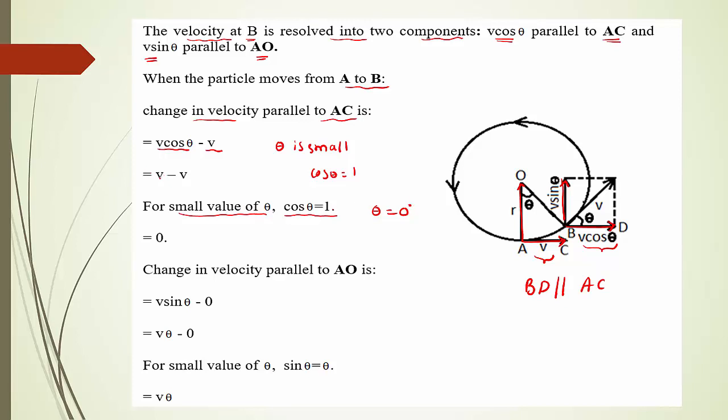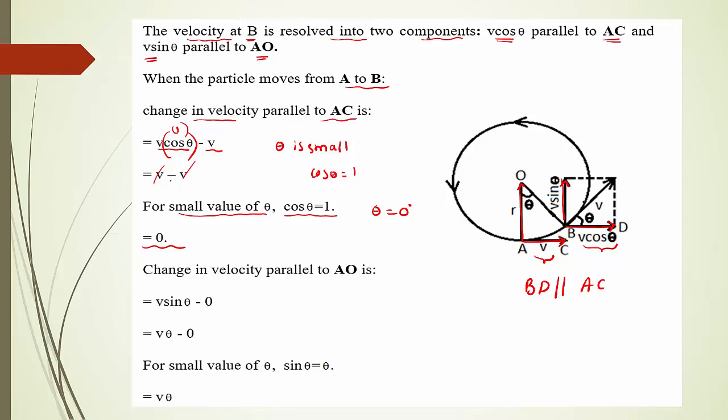Here you can observe V minus V. In place of cos theta, since theta is very small, we can consider cos theta equal to 1. V into 1 is V, minus V. V minus V means 0. This is the change in velocity parallel to AC.